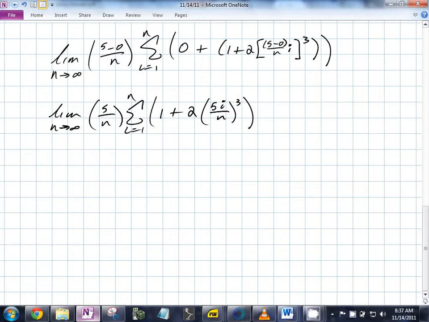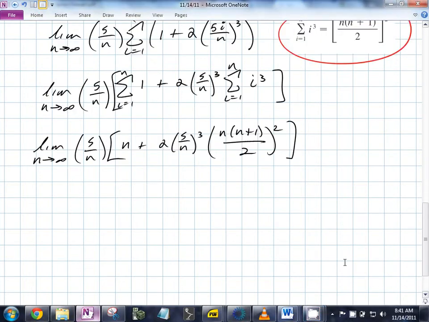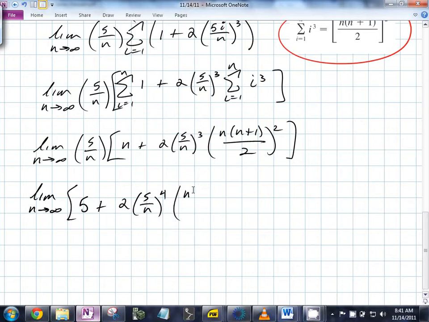Is that listed in your book right at the beginning of this section? Is there a table? There's a table. Yes, let's find the actual page, okay? This isn't that bad. I mean, at least I don't think so. It could get a lot worse. Now let's multiply that 5 over n in right now. n times what? You get 5 plus 2 times 5 over n to the 4th power times n squared times n plus 1 squared all over 4. Be careful, right?